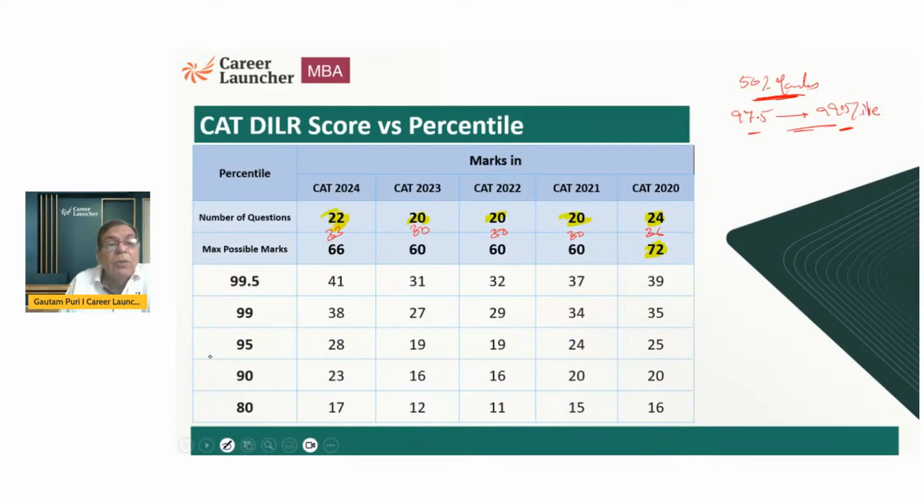Now, where would these scores get you? What kind of percentile? In CAT 2020, if you had a score of 36, you would be just above 99 percentile, maybe 99.1, 99.15 percentile. In CAT 21, a 50% score.